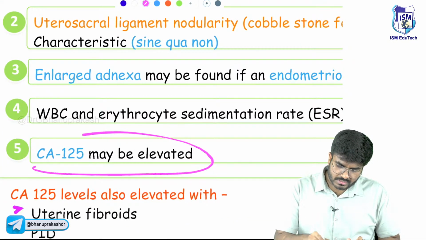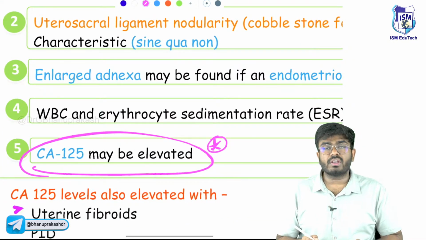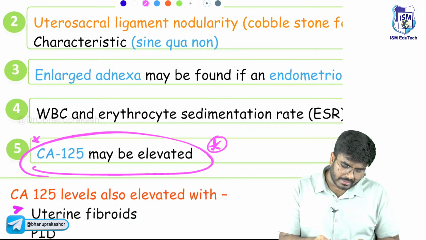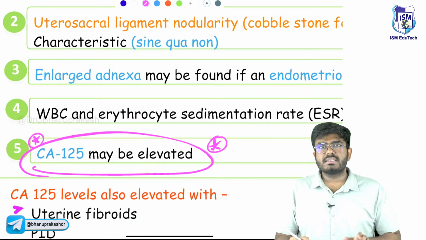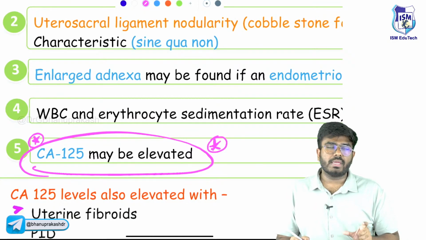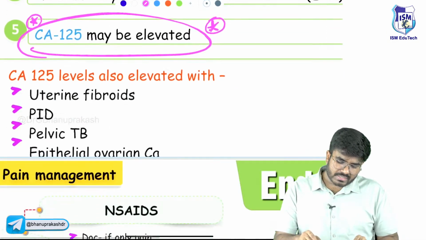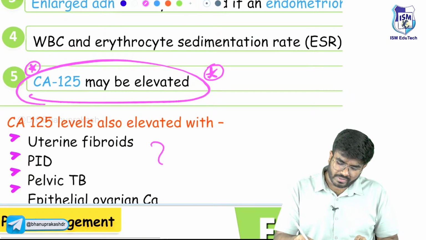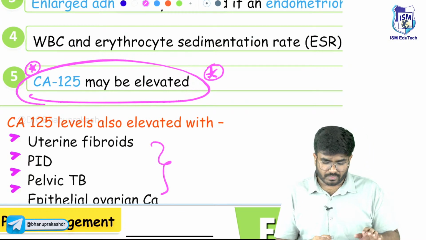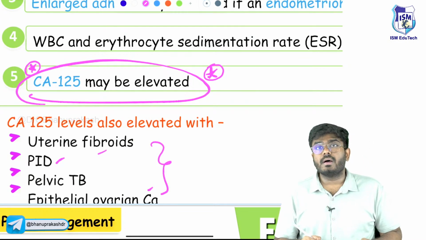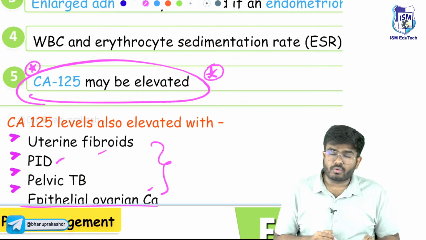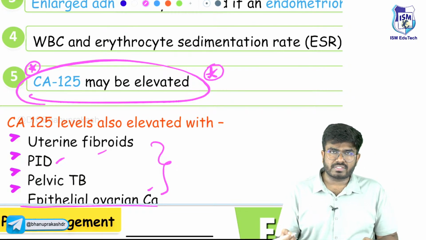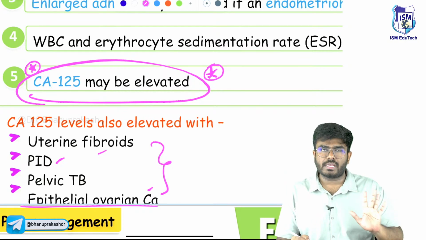Pathology, so these patients are going to have elevated levels of CA125. This is actually a marker. CA125 levels in the blood are going to be elevated. But the important point is CA125 levels are also going to be elevated with other conditions like uterine fibroid, pelvic inflammatory disease, pelvic TB, and epithelial ovarian cancers. In all these conditions, CA125 levels are elevated. So this is not something specific, yes, but they are elevated.